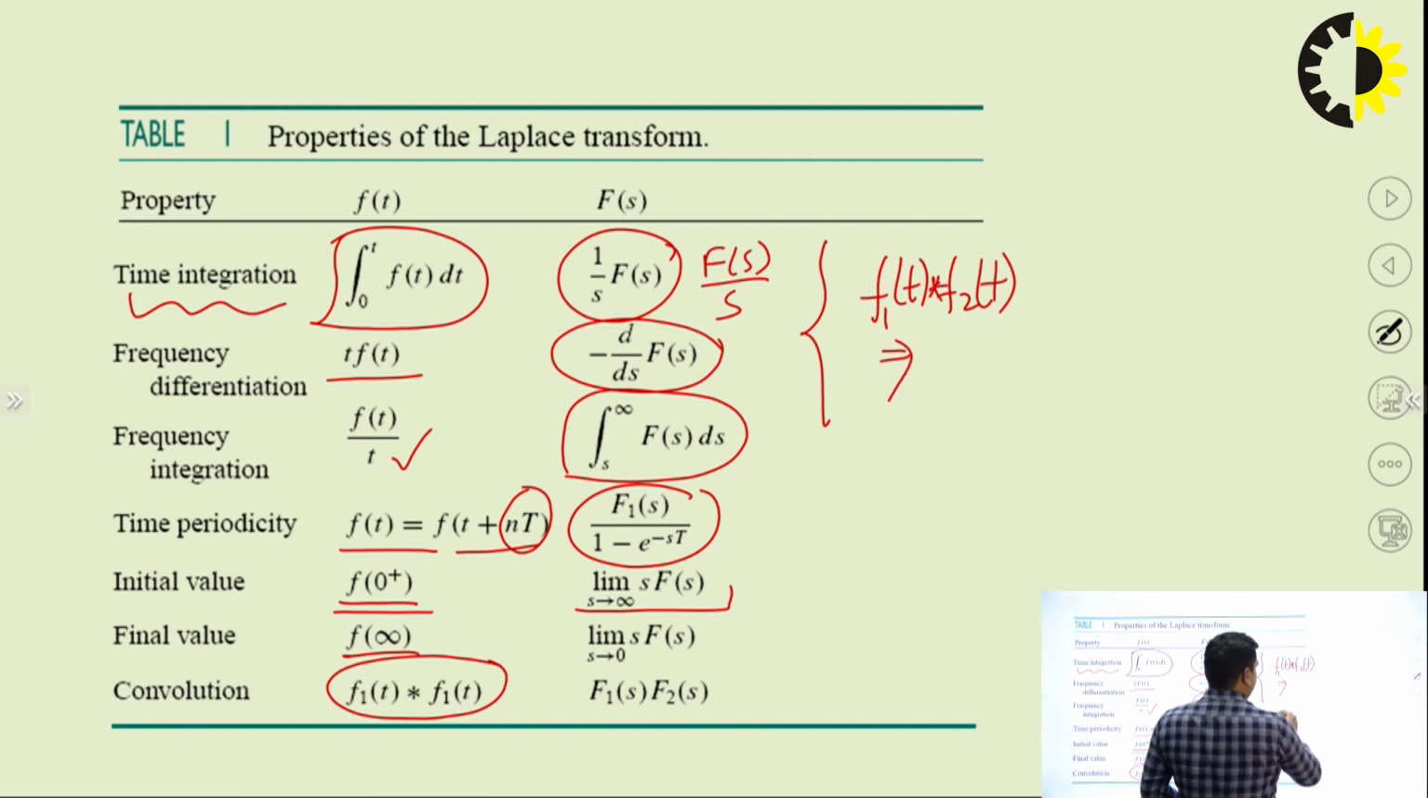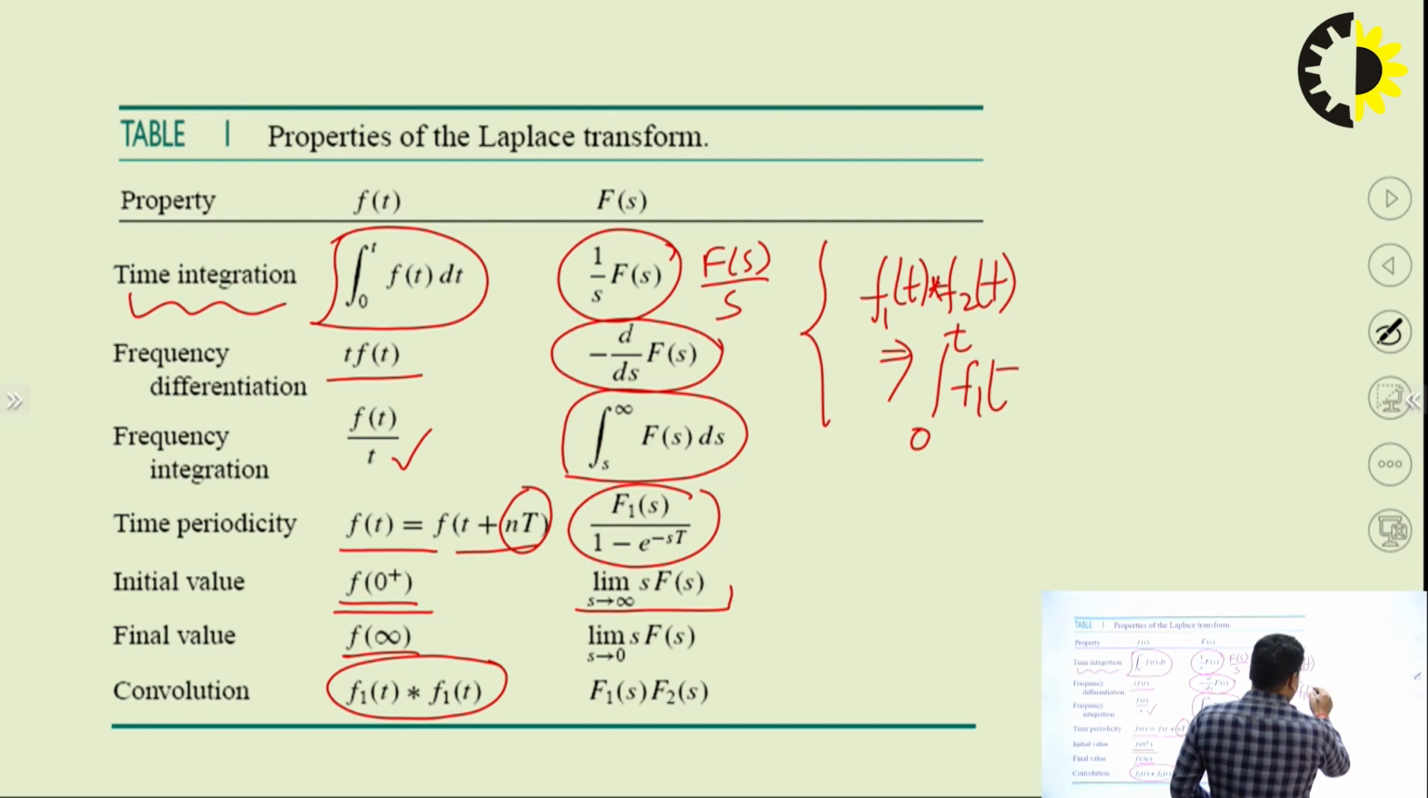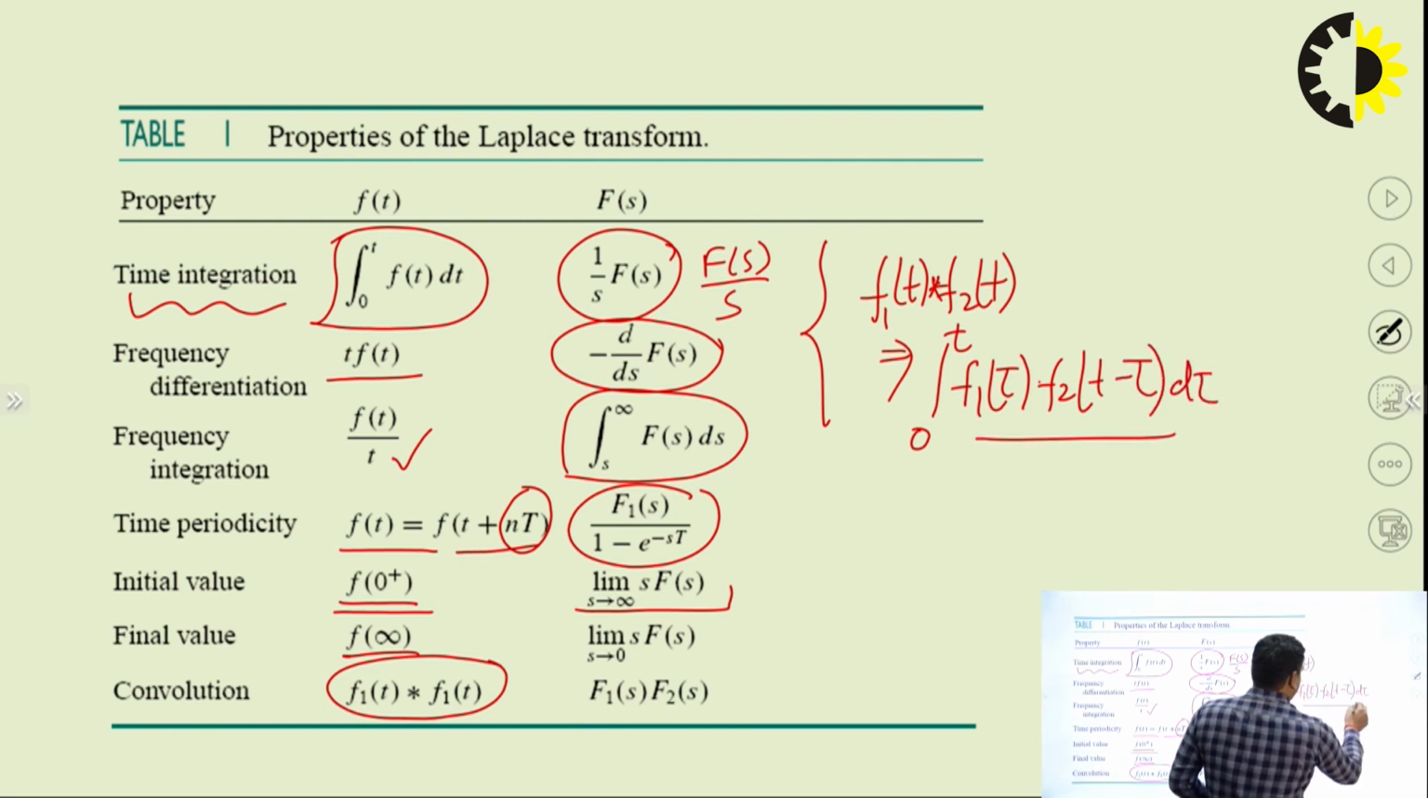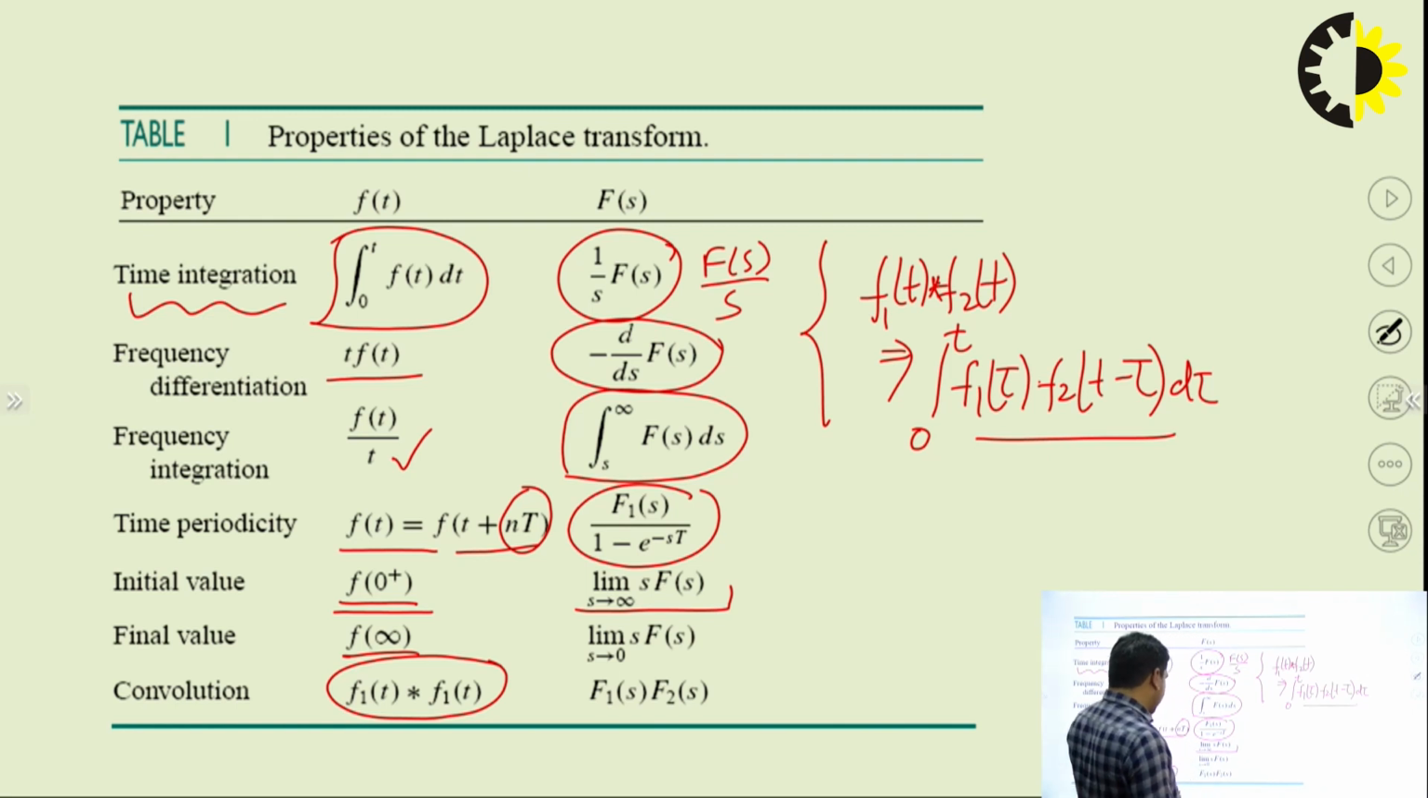So, what is the meaning of this convolution? That is integral from 0 to t of f1(tau) f2(t minus tau) d tau. So, if we have the Laplace transforms of two functions F1(s) and F2(s) and they are multiplied, then we can use this to find out the inverse Laplace.